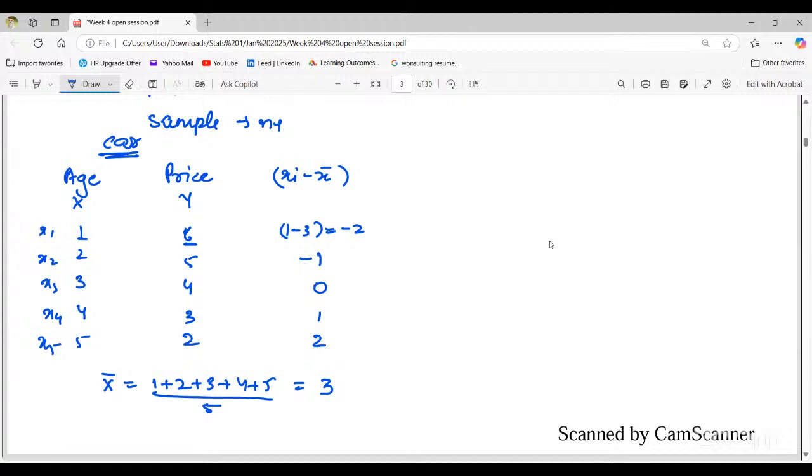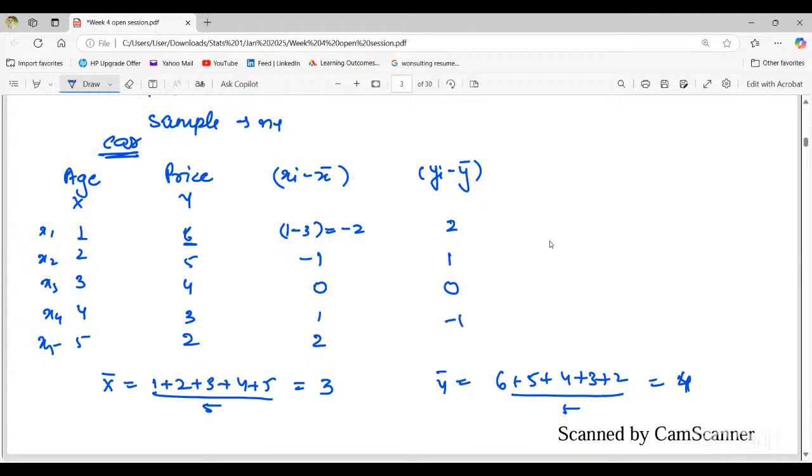Similarly, I would calculate yi minus y bar. What is y bar? It is the mean of the y variable, the mean of price. So this would be 6 plus 5 plus 4 plus 3 plus 2 divided by 5, which is equal to 4. Correct? So now these values would be 2, 1, 0, minus 1, minus 2.